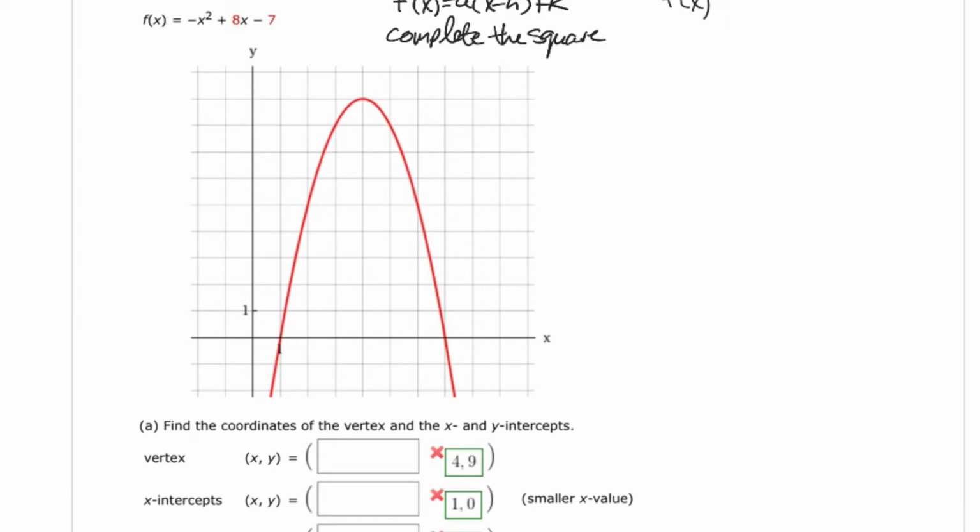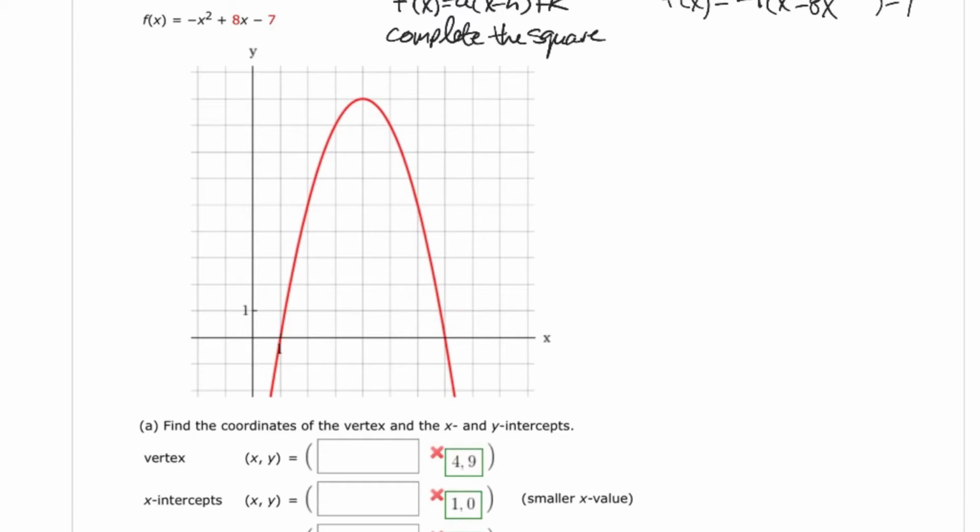So we will begin by factoring out a negative 1 from the first two terms. We do this because the leading coefficient must be a positive 1. So now, rather than plus 8x, we will have minus 8x, since we are factoring a negative 1 out of these two terms. We will leave a space, close the parenthesis, and then leave the negative 7 on the outside.